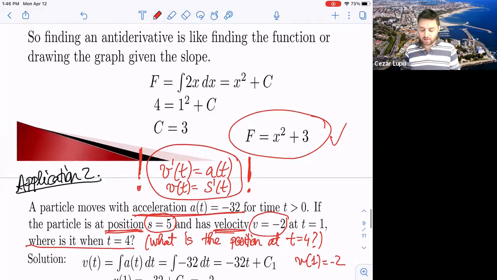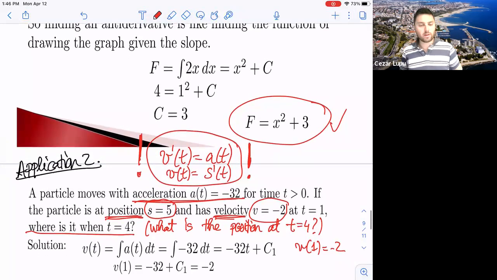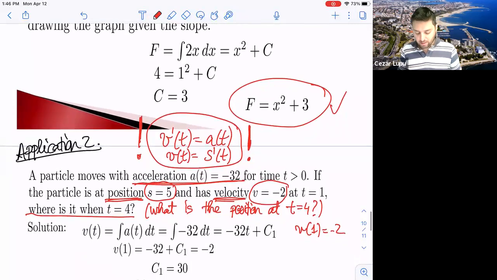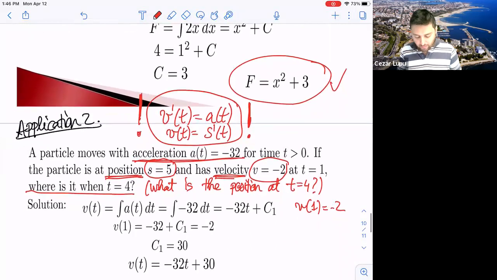So let's translate this. I know that v of 1 is negative 2, but v of 1 is also negative 32 plus c1. So I can find c1, and c1 will be 30. And therefore, my velocity function will be negative 32t plus 30. Great. But we're not done because I'm interested in the position at t equals 4. So I know the velocity function. Now I need to find what? Can you tell me?